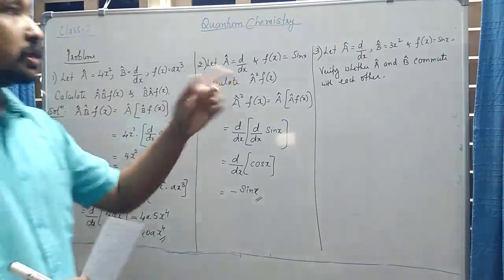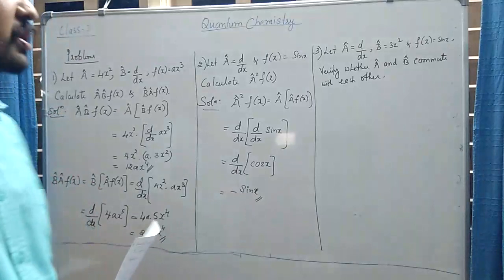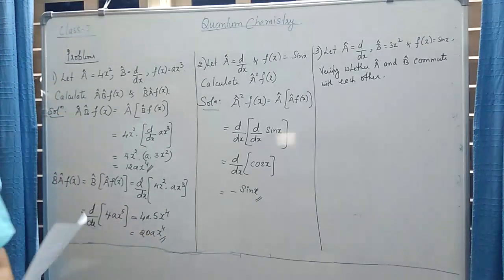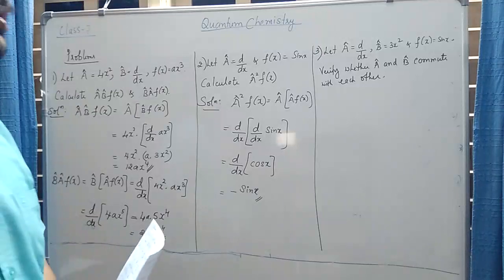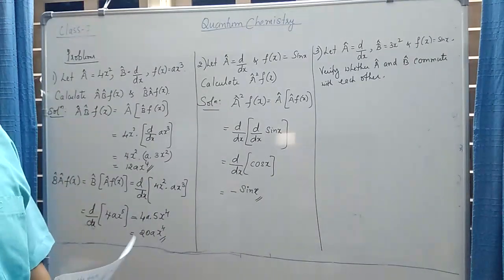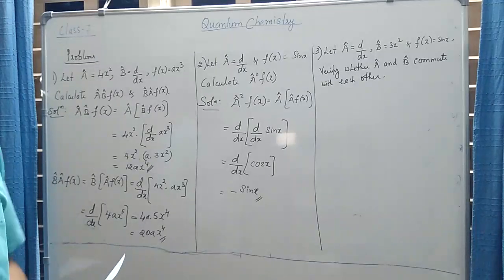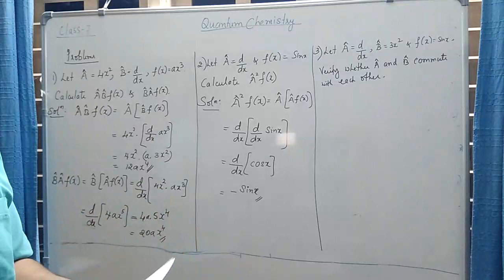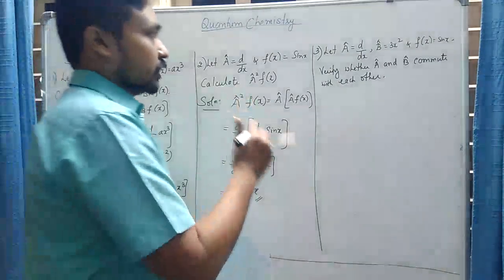Okay. In the third problem, you are given two operators d by dx and 3x square, and f of x is equal to sin x. We have to verify whether the two operators commute with each other or not. How to verify? You have to find out A into B of f of x and B into A of f of x and see whether A into B is equal to B into A. Let us do that.